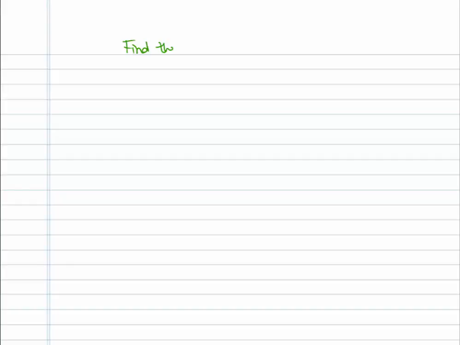So last but not least, let's find the area under the standard normal curve. And let's find it in parts. Obviously the whole thing is 1, but how much are the parts of it?